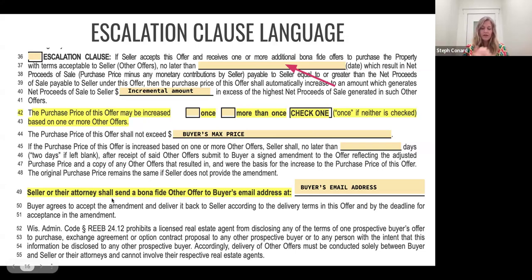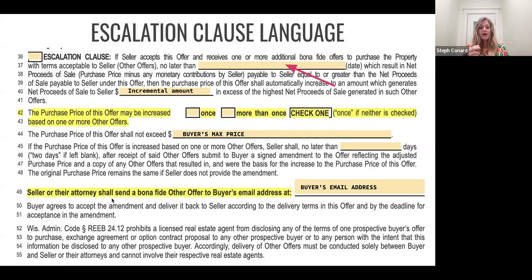So it's right there. That was something that we would run into, where a buyer would receive an amendment to increase their purchase price and they just wouldn't sign it. And it was just like, what? You had already agreed to this. But it wasn't spelled out black and white, and now it is.